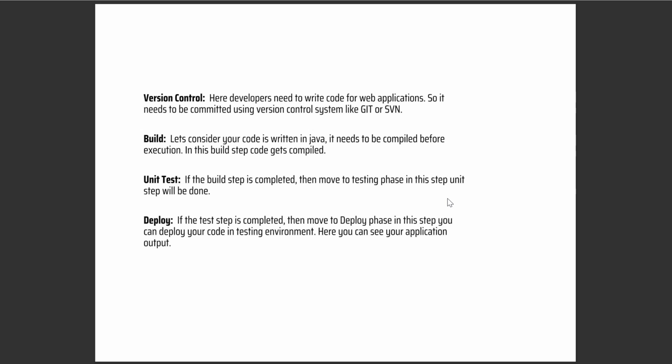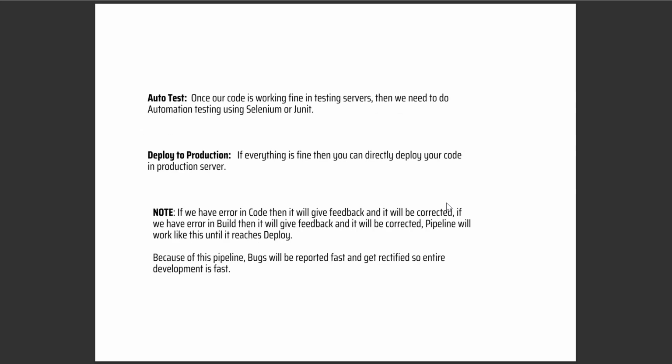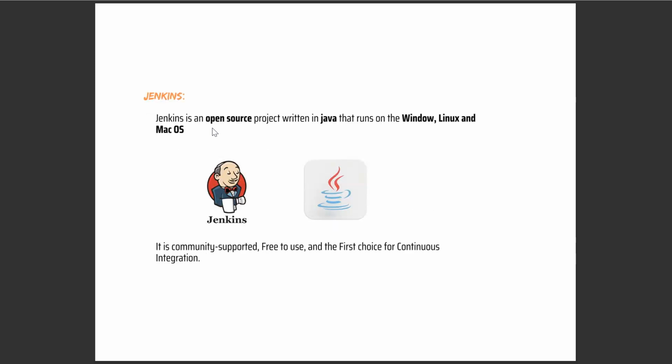That can be achieved with the help of build tools like Maven, as we have already discussed in the earlier session. Unit test: if the build step is completed, then move to the testing phase. In this step, the unit test will be done. Deploy: if the test step is completed, then move to deploy. In this step, you can see in which environment your code is being tested. Here you can see your application output. Whatever the things which we mentioned in the earlier diagram, we have already discussed. There is not much more we need to discuss.